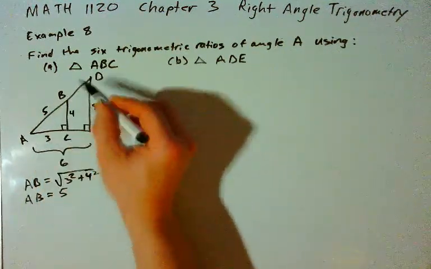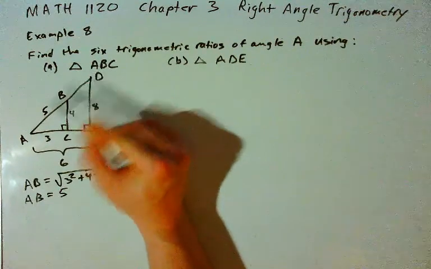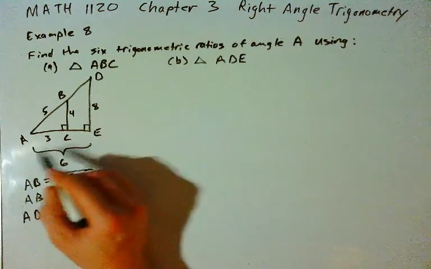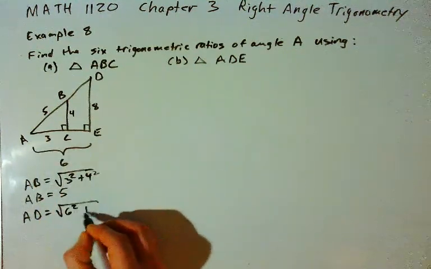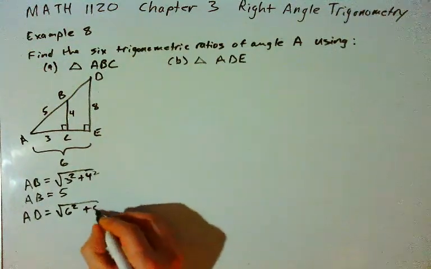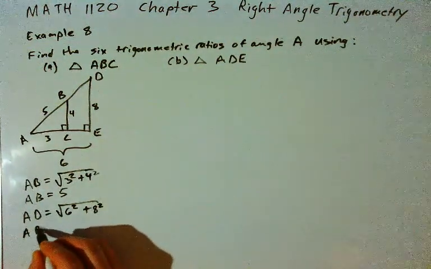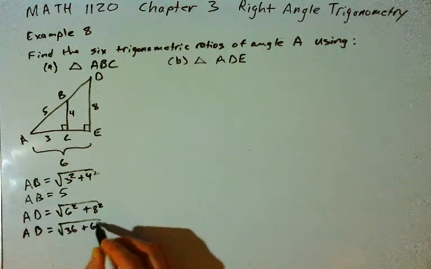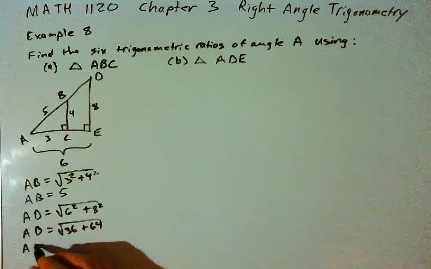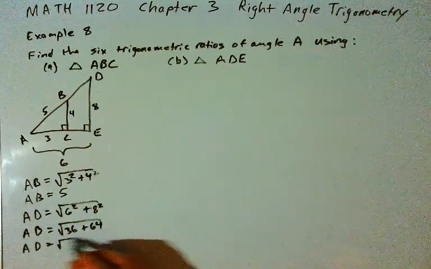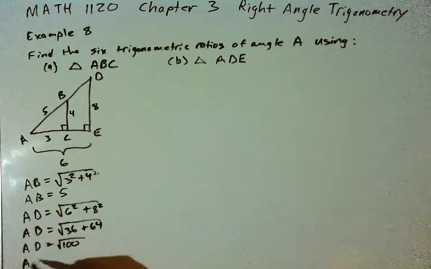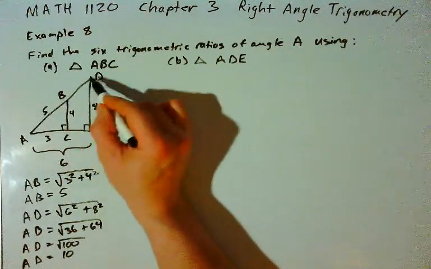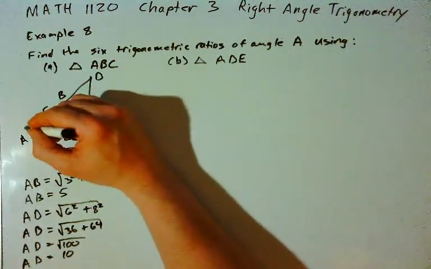For the bigger triangle, we're looking for the length of side AD. AD will be equal to the square root of 6 squared plus 8 squared. The length of that hypotenuse for the bigger triangle will be the square root of 36 plus 64. 36 plus 64 is 100, and the square root of 100 is 10. The length of this side is 10. That's the hypotenuse of the bigger triangle.